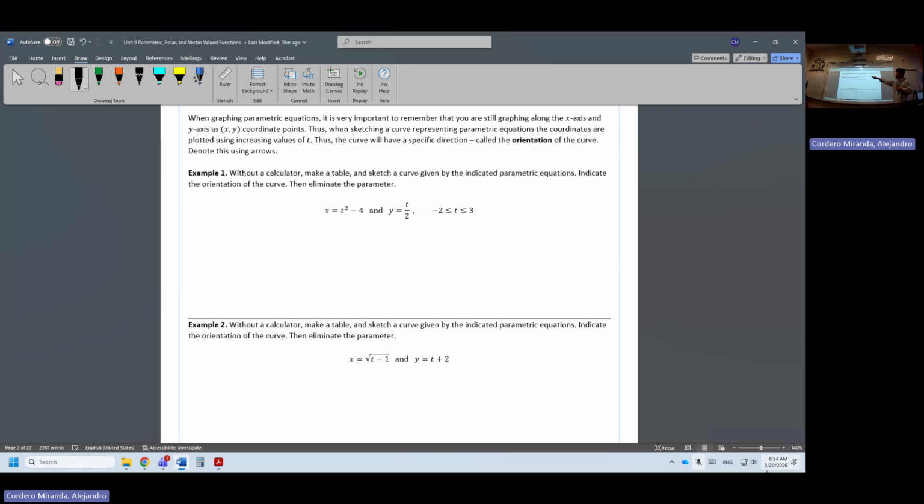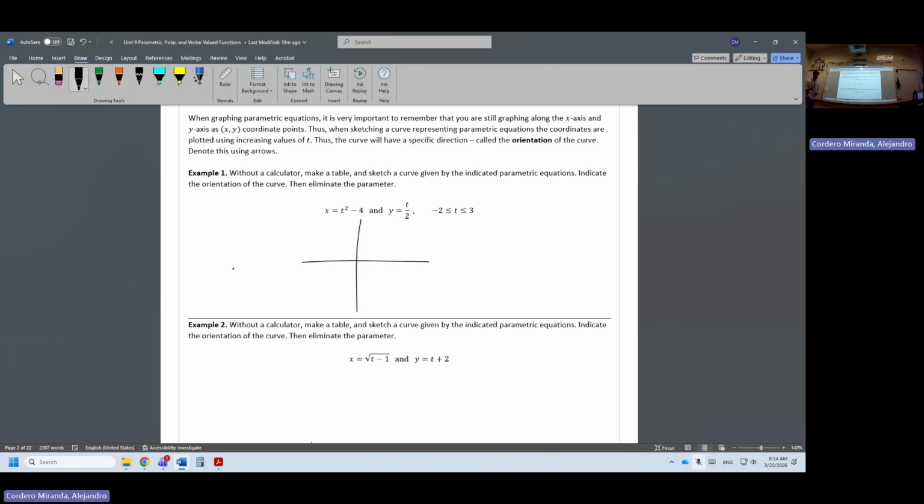So it says, without a calculator, make a table, sketch the curve, indicate the direction, and then eliminate the parameter. So here's what it's asking: make the graph of this relationship, this parametric equation. Not to make a graph like you know and love.